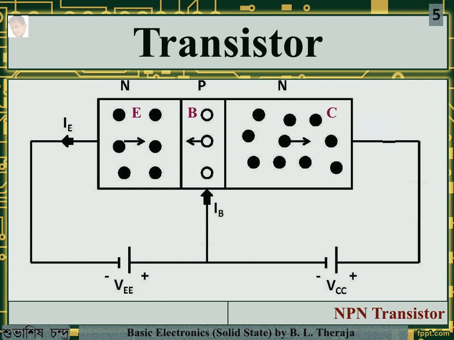Holes from the collector region move into the base region and electrons from the base region flow into the collector region. The reverse bias creates an electric field which accelerates the electrons and sweeps them into the collector region. As a result, the concentration of the electrons near the collector base junction decreases considerably.